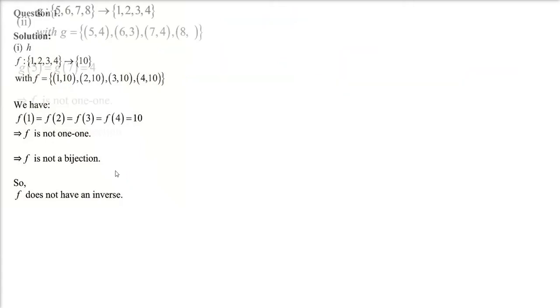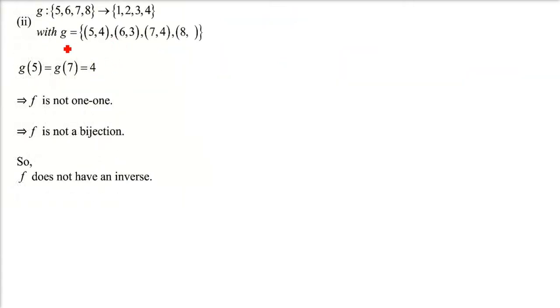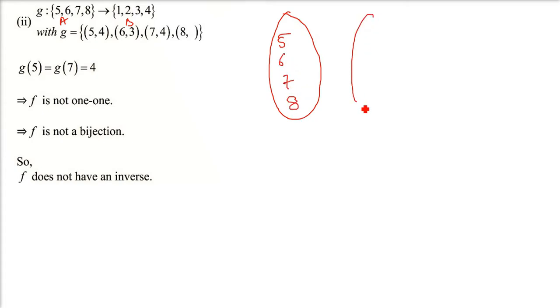Second one also, same thing. If we have A to B, make it pictorially. We have 5, 6, 7 and 8 here, and 1, 2, 3 and 4 here. So 5 is related to 4, 6 is mapped to 3, 7 is mapped to 4. Now here is a problem. I'll tell you what is the problem, because 5 and 7 both are mapped to 4. Then 8 is mapped to 1.